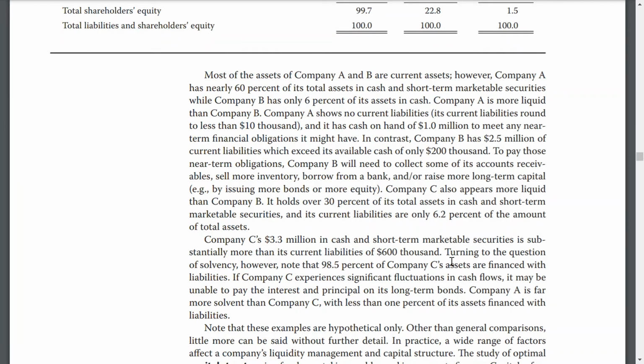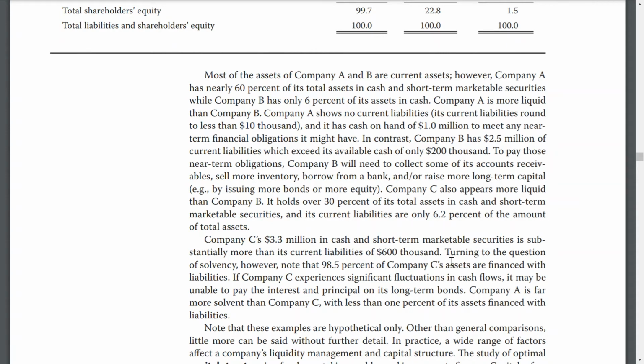In contrast, Company B has 2.5 million of current liabilities, which exceeds its available cash of only 200,000. To pay these near-term obligations, Company B will need to collect some of its accounts receivable, sell more inventory, borrow from the bank, and/or raise more long-term capital, e.g., by issuing more bonds or more equity.